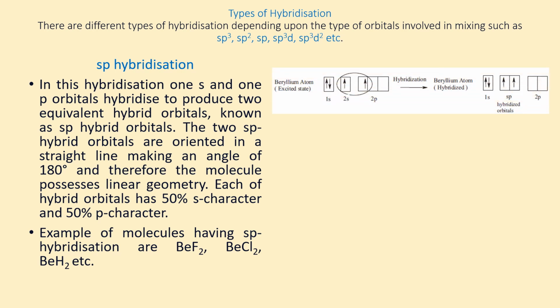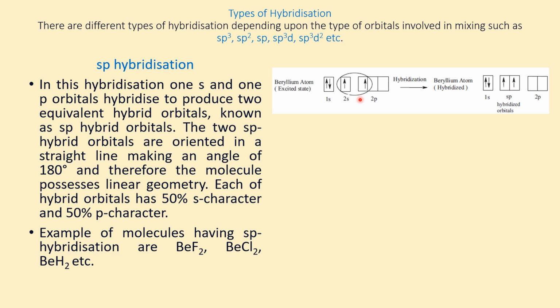This ground state is not shown in your figure on the screen. The figure on the screen shows the excited state of one of the 2s electrons, which is promoted to the 2p orbital to account for its valency. So, in the excited state, one of the orbital electrons is promoted to the 2p orbital to account for its bivalency.